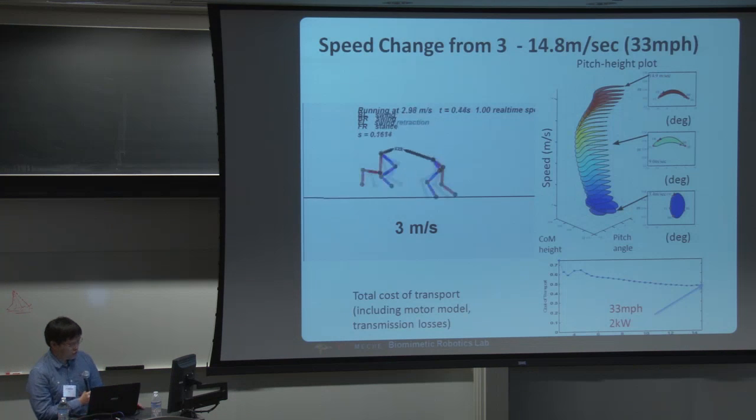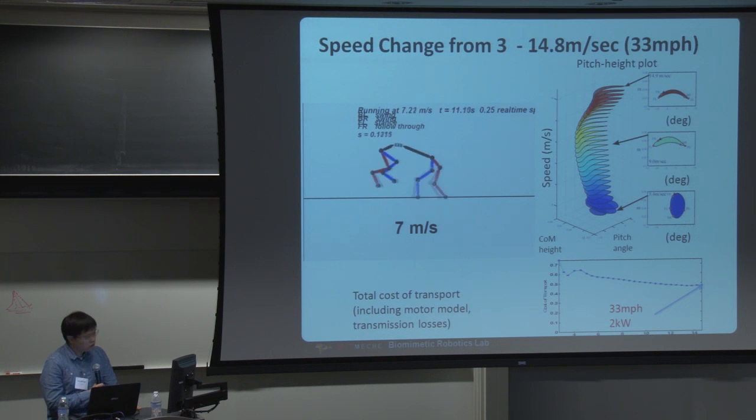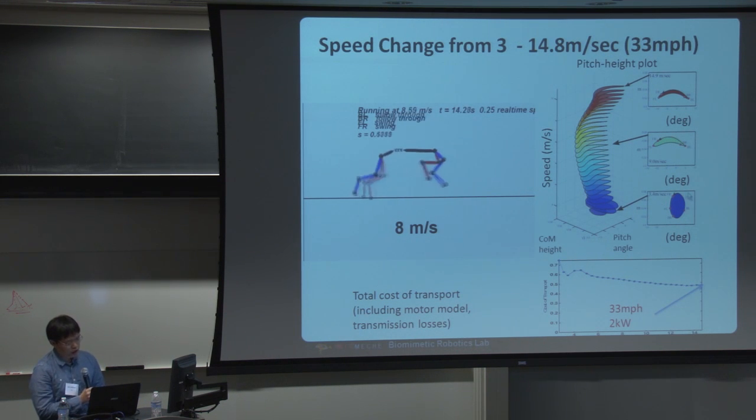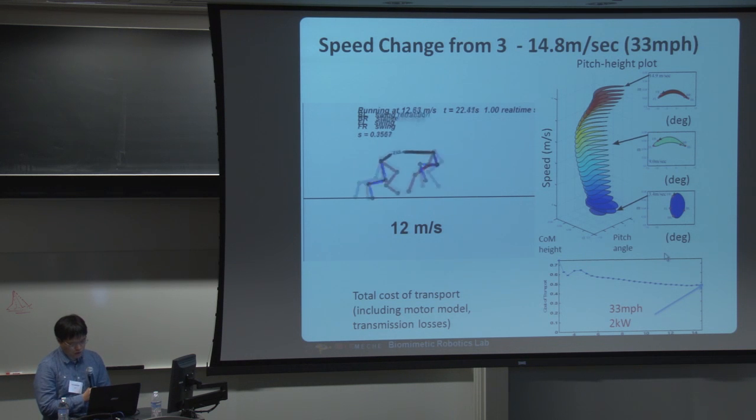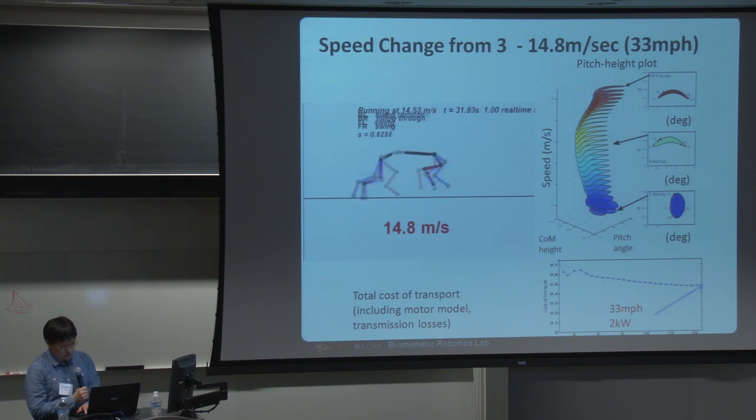So this is the result of the controller. It starts with 3 meters per second, and it accelerates all the way up to 14.8 meters per second. And if you look at the height and pitch angle with respect to speed, you can see in slow speed it gallops like a horse, but in the opposite direction. And in higher speed, it gallops like a cheetah. And the results show that it can run 33 miles per hour with 2 kilowatt energy consumption.